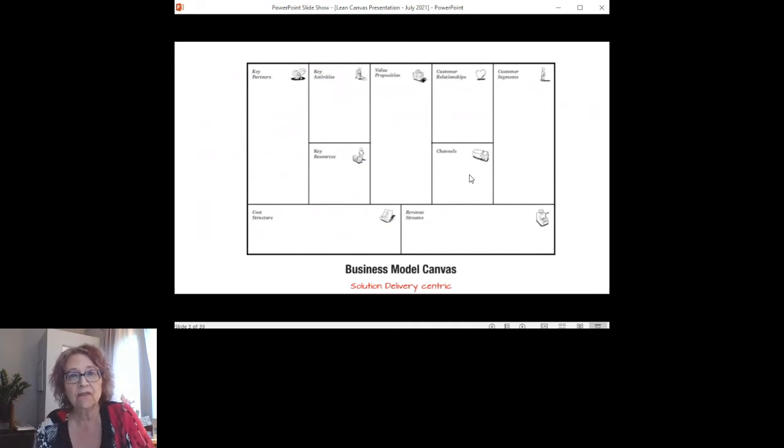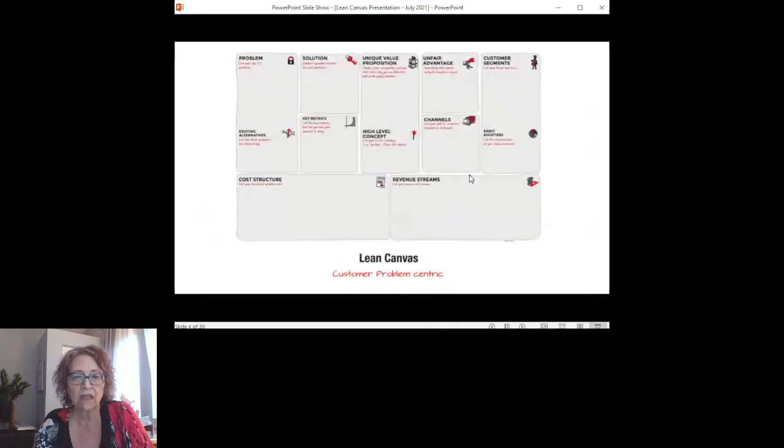The business model canvas was developed some time ago, and there's lots of information on it online. We do workshops on the business model canvas. Some of the other centers I know do as well. The whole idea behind the business model canvas is that it's solution delivery centric. It is about the product itself, the service itself, the thing that you're delivering to your client. The Lean Canvas is customer problem centric, and I'll explain more about why that's different and how important that is.